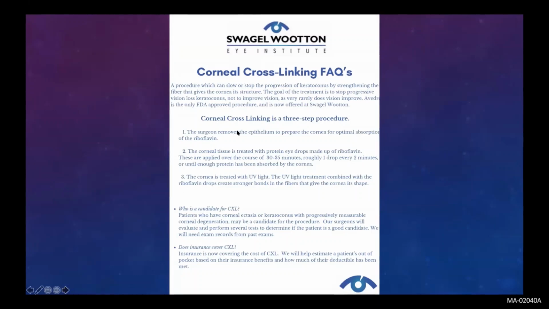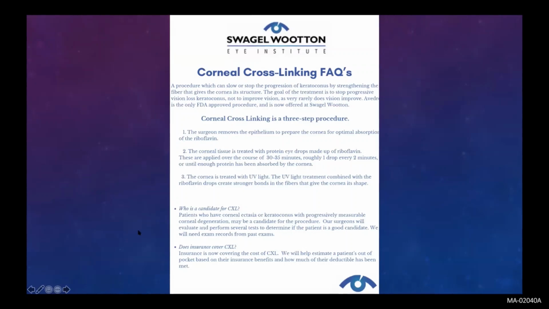We kind of go through the three-step procedure, and I can email this or send this to anyone who'd like to create one for themselves. We talk about the procedure, who's a candidate for the procedure, and we're very clear about corneal ectasias or keratoconus. We talk about insurance coverages as well, which are all the questions that patients and other referrers have asked us for a long time.